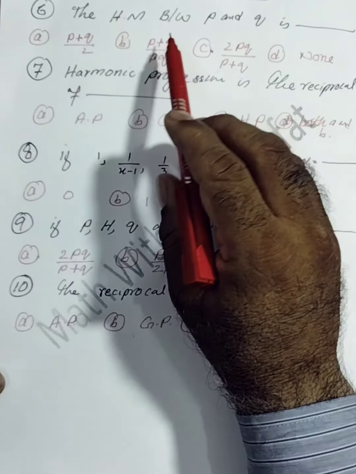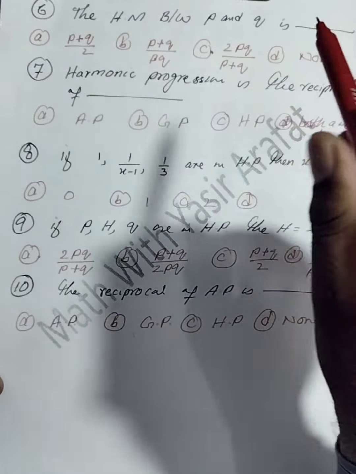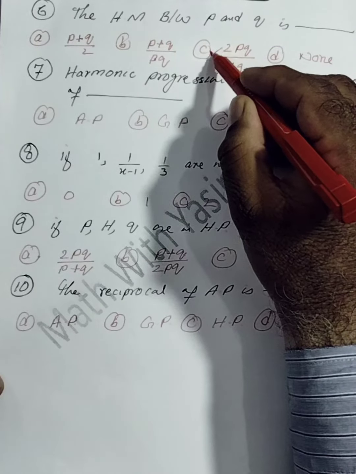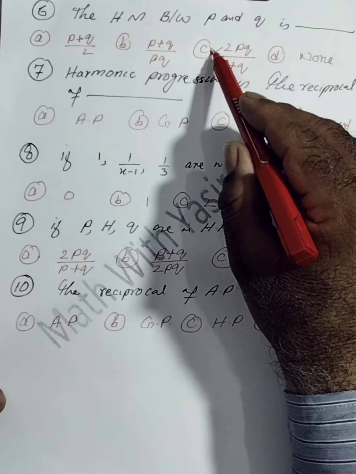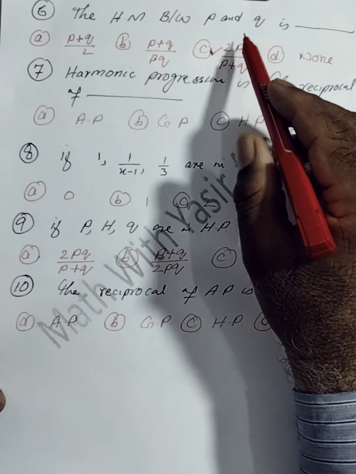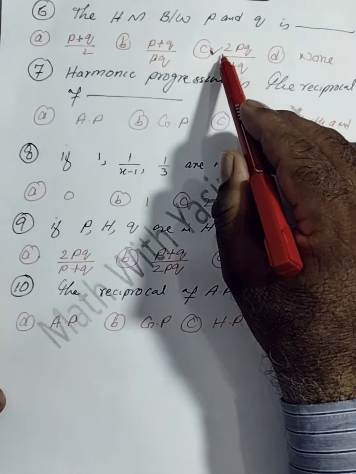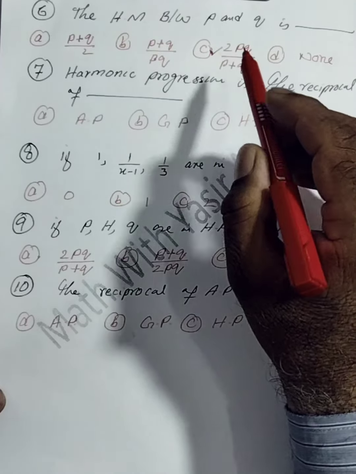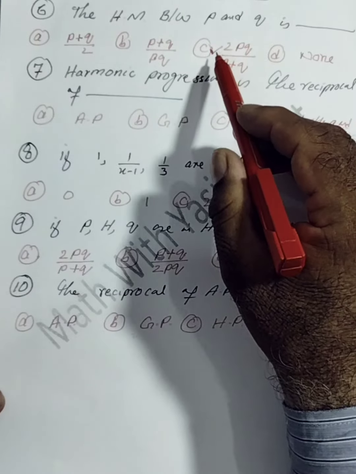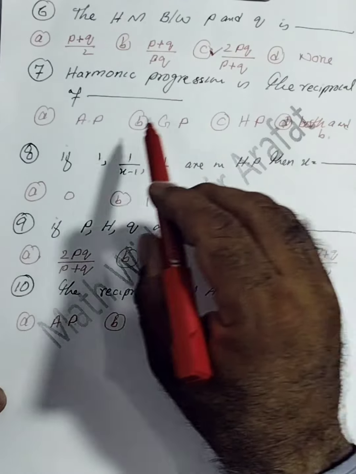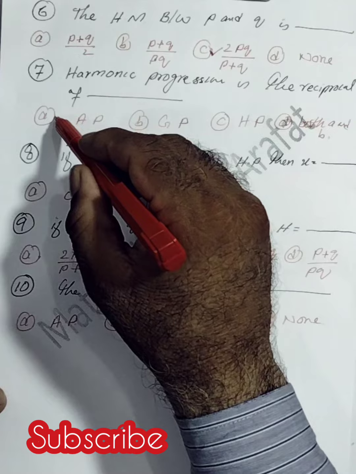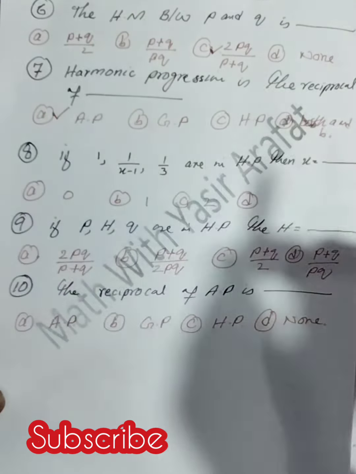Now come to the sixth MCQ. The harmonic mean between P and Q. So 2PQ over P plus Q will be the correct option. The single harmonic mean between P and Q is equal to 2PQ upon P plus Q. Harmonic progression is the reciprocal of arithmetic progression. They are reciprocal to each other.